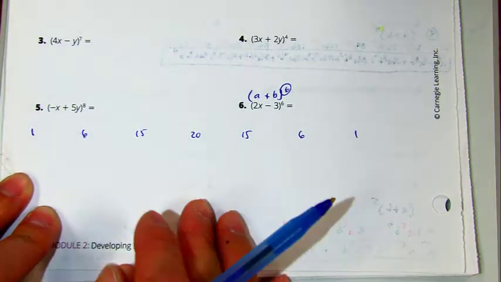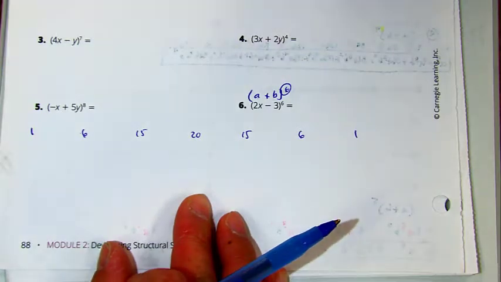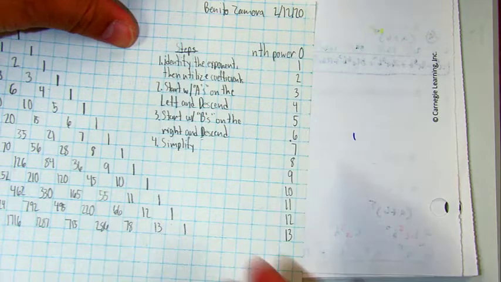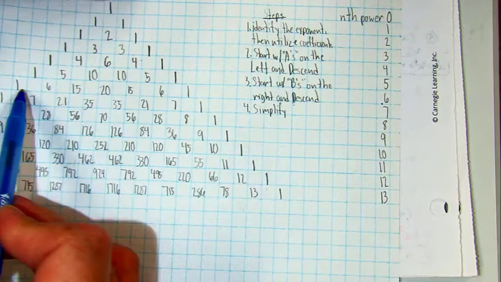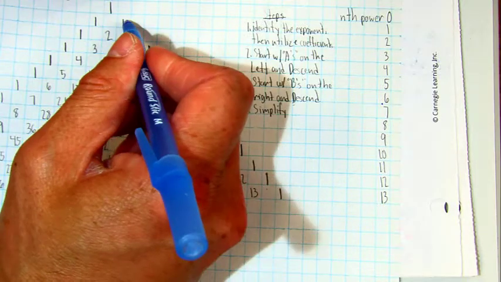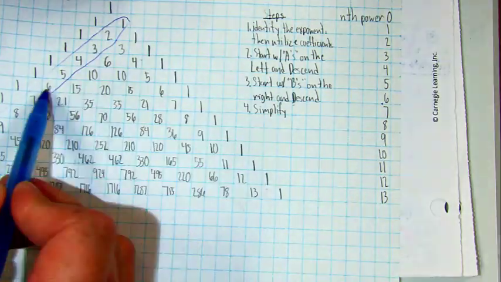If you look at your Pascal's triangle, you can either look on this side where it says the 6th power, because that's what it has here, 6, and you're writing down these numbers. Or you can go to the second row right here that I'm highlighting, and you can use that one as well.